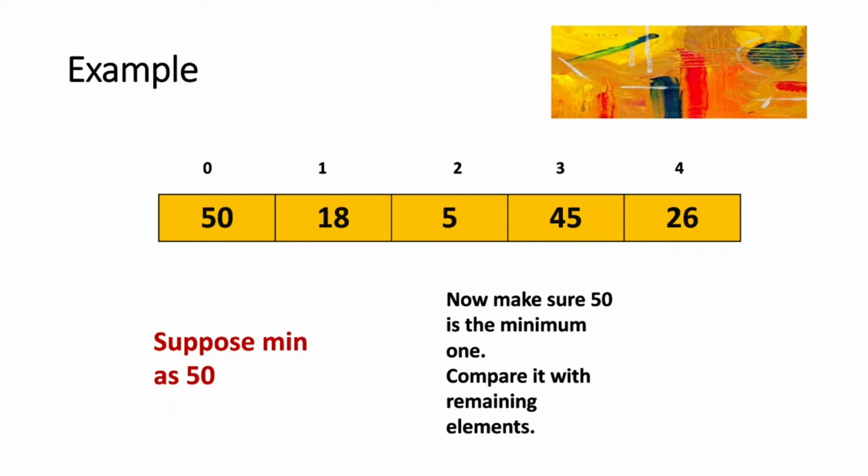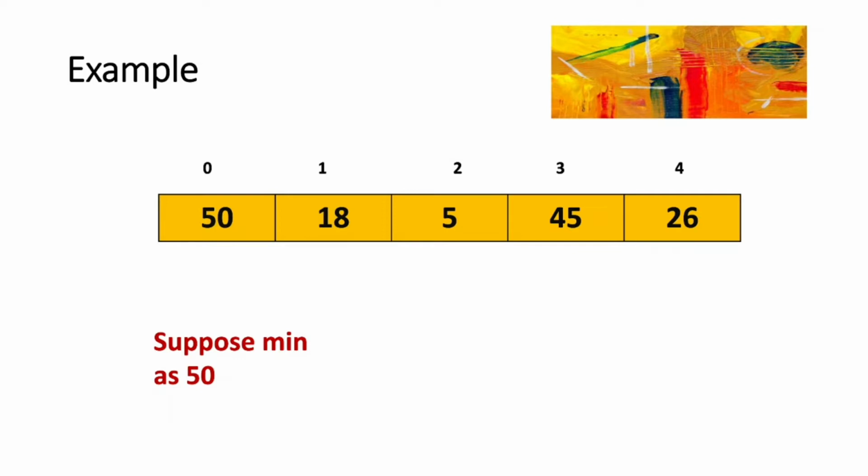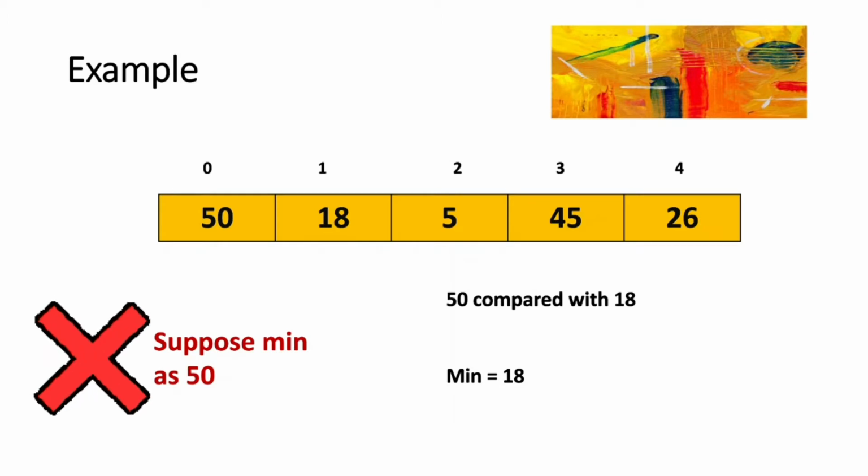Now I have to prove that yes, it is the smallest one. In order to prove it, I am going to compare 50 with the remaining elements, from 18 to 26, that is from index 1 to index 4. So I will be comparing 50 with 18, and on comparison, I can conclude that 18 is smaller than 50. So my assumption of taking 50 as minimum was wrong. So go for 18. Now min is equal to 18.